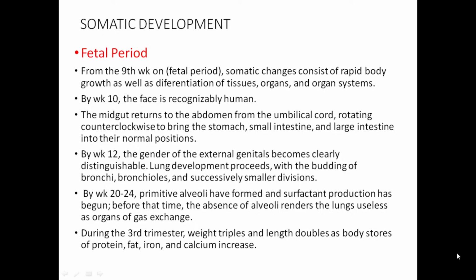During the third trimester, weight triples and length doubles as body stores of protein, fat, iron, and calcium increase. Okay, I will give you 1 minute in order to fix this information, and after that we continue.